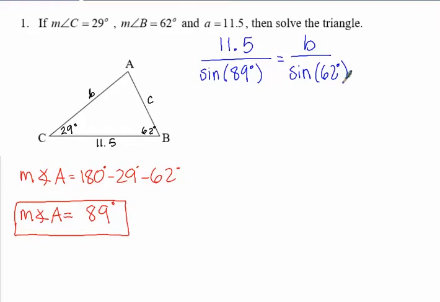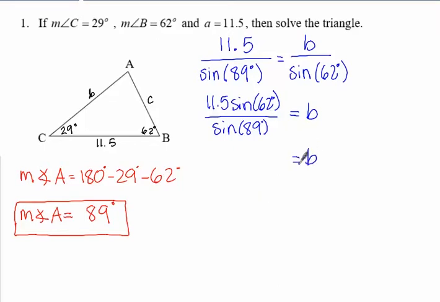Remember, since we're trying to avoid round-off error, we will not round anything until our final answer. To solve this, I need to multiply both sides by sine of 62 degrees, which will give me that b is equal to 11.5 times the sine of 62 degrees over the sine of 89 degrees. Now I can put this in my calculator. When I type this in the calculator, I get that b is equal to 10.155, rounded to 3 decimal places.